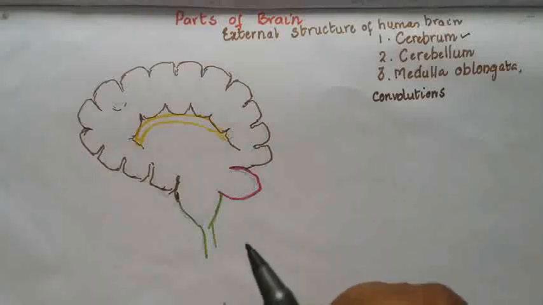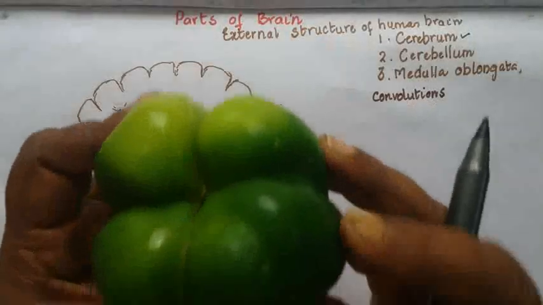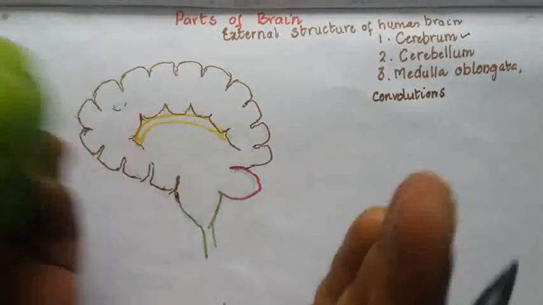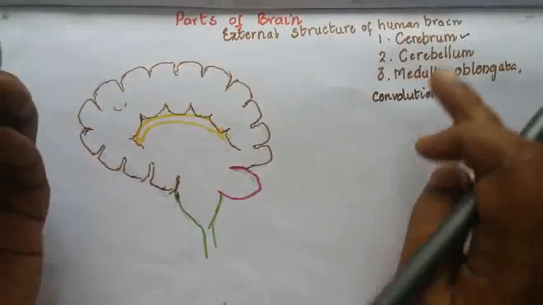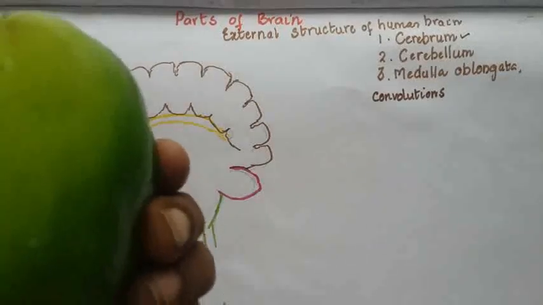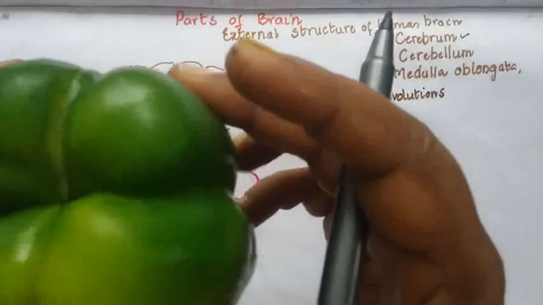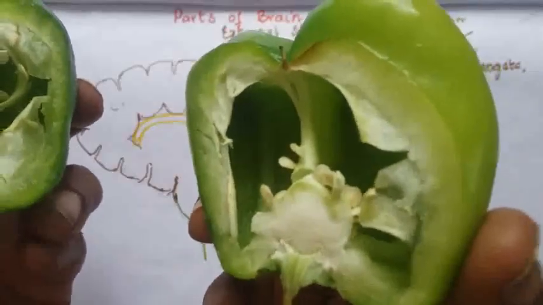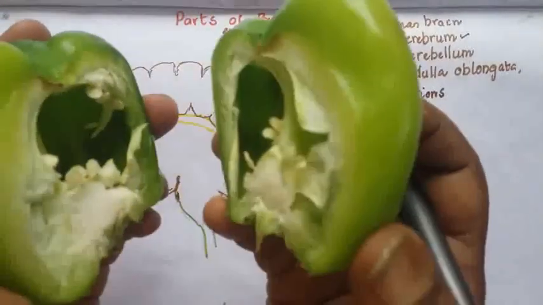The cerebrum can be divided into two parts. Here I have just taken a capsicum, so just compare the capsicum to the human brain. Just now I said that the cerebrum can be divided into two parts. When I dissect this capsicum, you can find two parts. In the same way, the cerebrum has two parts, one on the right side, the other on the left side.